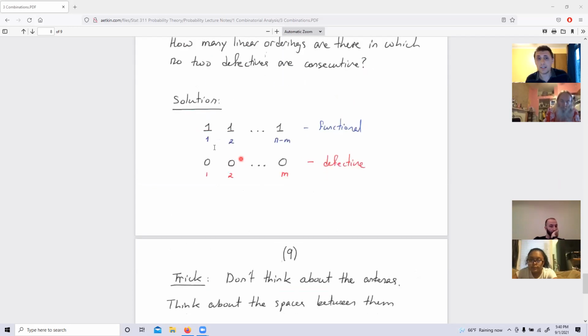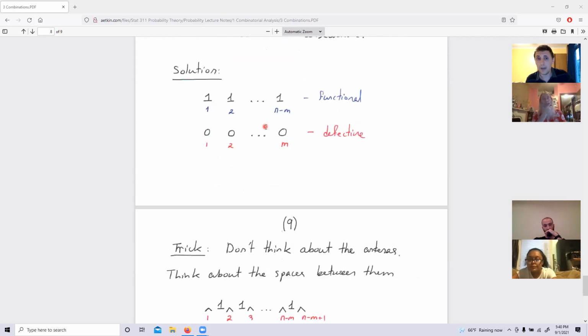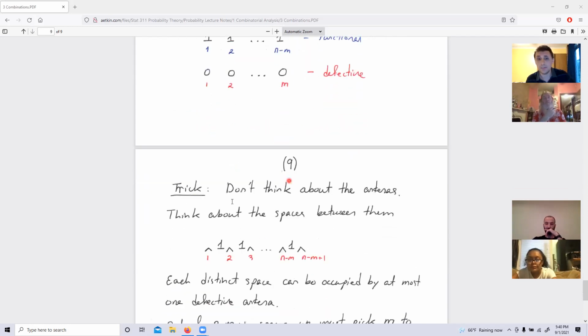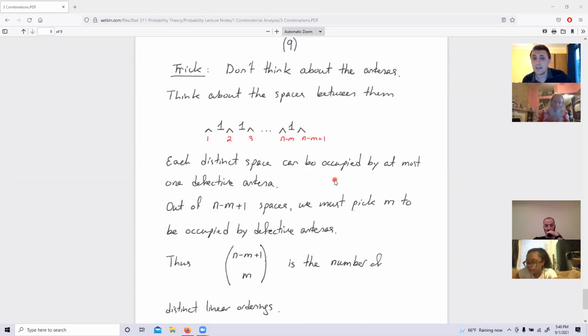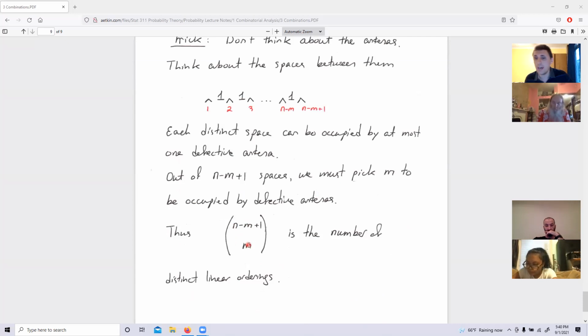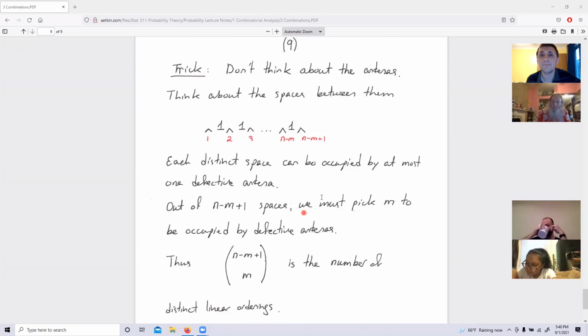So the trick here is that although antennas are indistinguishable, in other words, functional antennas are indistinguishable and defective antennas are indistinguishable, we can nonetheless distinguish the spaces between the functional antennas. And we have n minus m plus 1 spaces, here it's marked. And out of those spaces, we need to choose m spaces to be occupied by the defective antennas. Yes? So there are (n minus m plus 1) choose m functional arrangements for the system. Clear? Any questions before I move on?